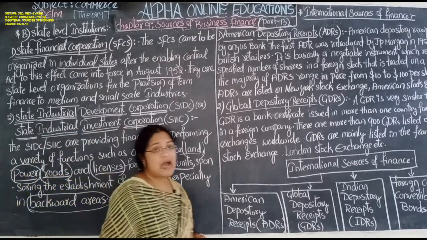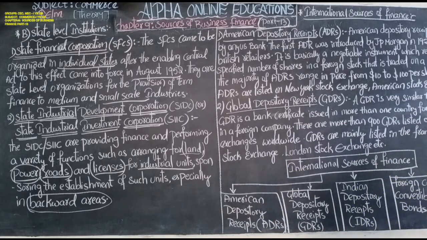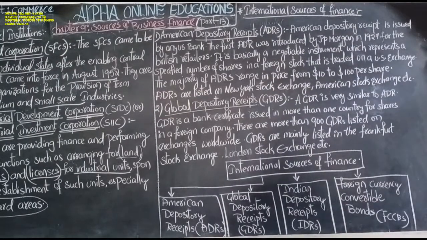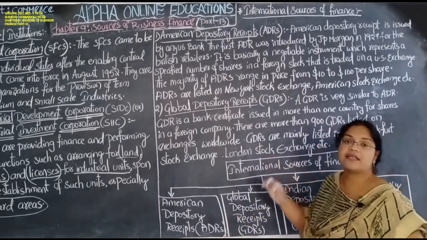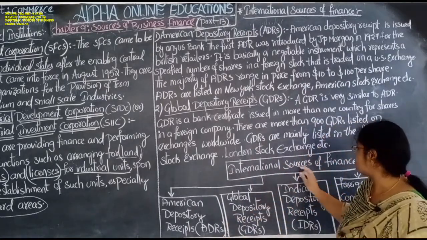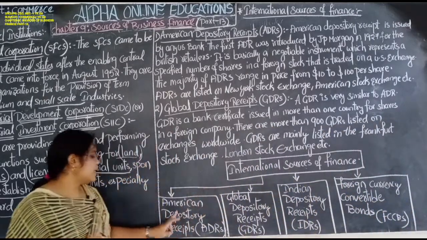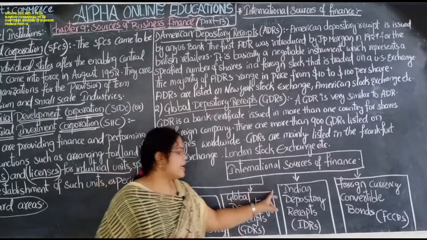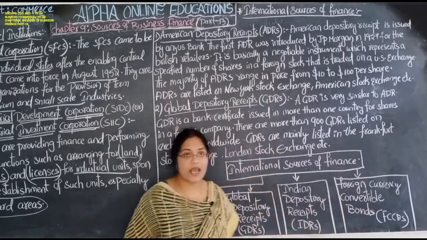So this is about the state level institutions, okay. This is the most important thing here. Next we have international sources of finance. So this is another topic. In these international sources of finance, it is broadly classified into 4 categories: American depository receipts, global depository receipts, Indian depository receipts and foreign currency convertible bonds, okay.